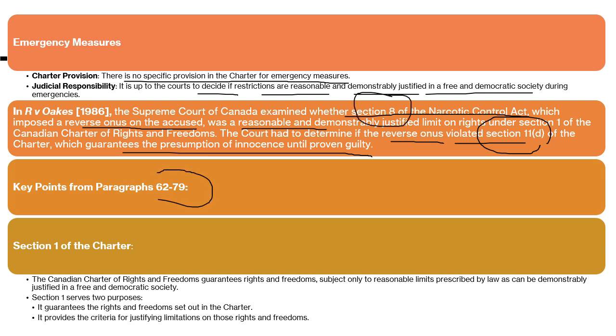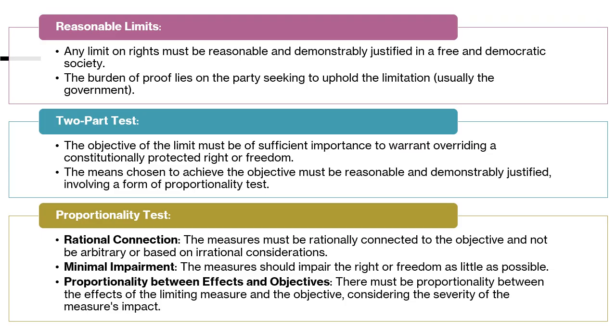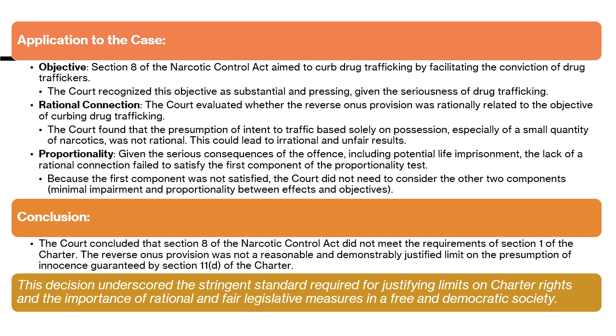So key points from paragraph 62 to 79. The Canadian Charter of Rights and Freedoms guarantees rights and freedoms subject only to reasonable limits. Section 1 serves two purposes, as I told you in the beginning as well. It guarantees the rights, and provides the criteria for justifying limits on those rights. So any limit on rights must be reasonably demonstrably justified. We all know that the burden of proof lies on the party seeking to uphold the limitation. Usually it's on the government when it comes to the Oakes test. Then we have to perform different tests that we already discussed. So the proportionality test, and then there are different things that come under it.